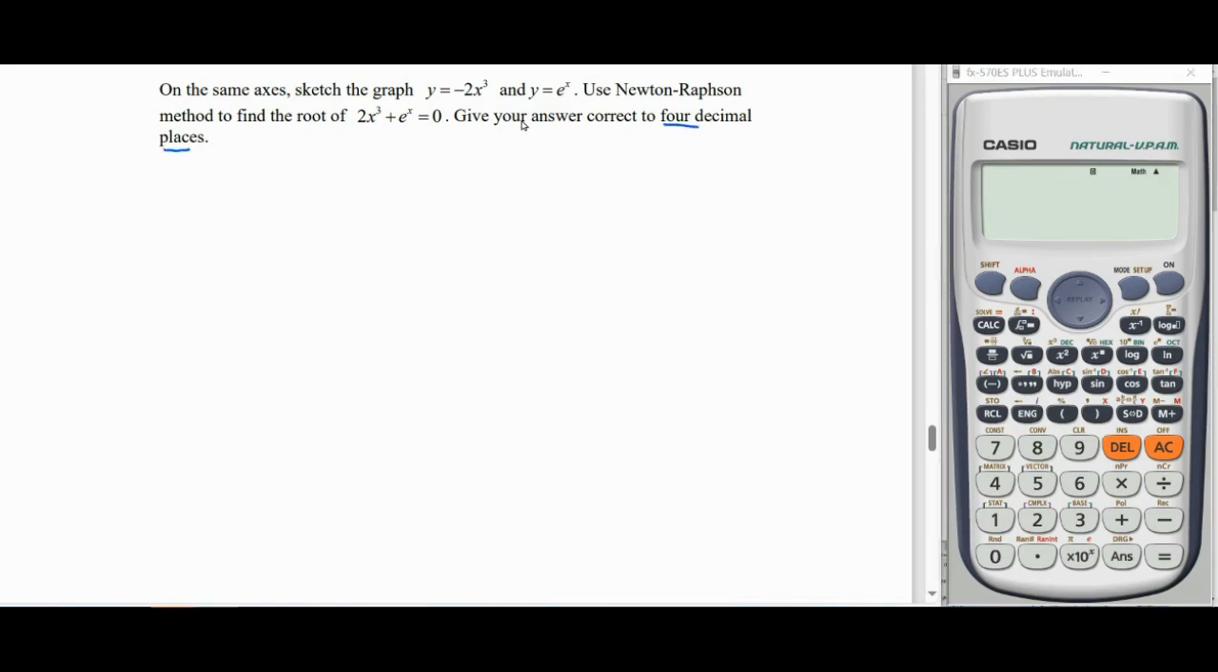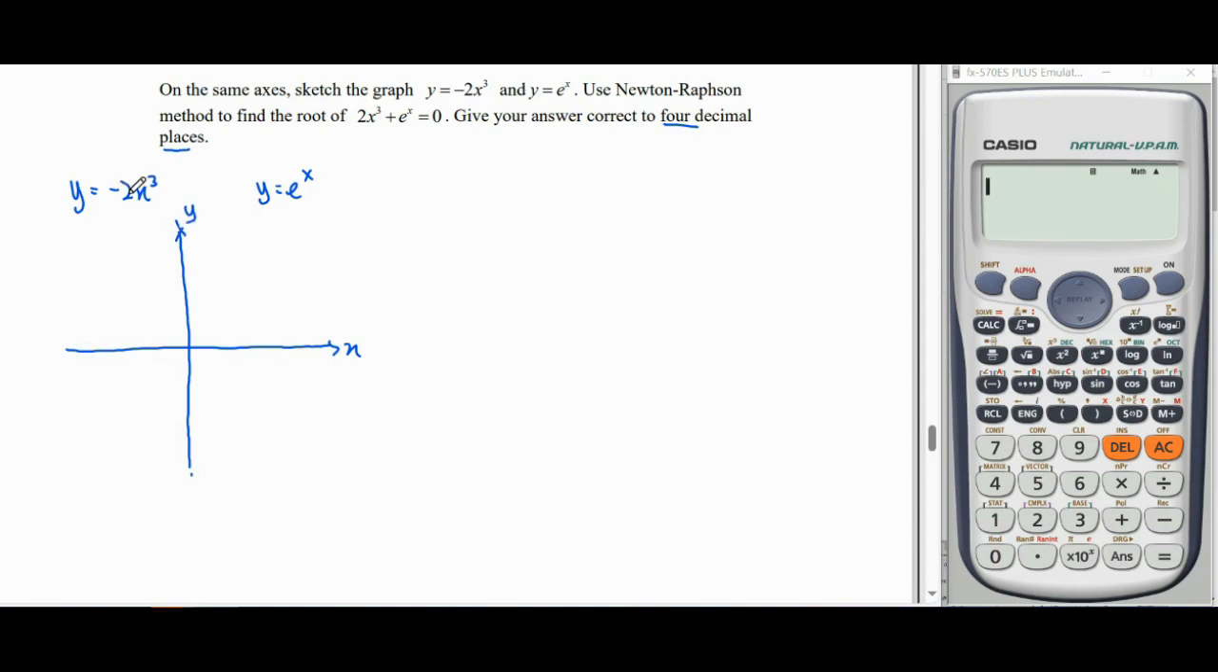First, we have to draw our cubic equation, which is negative 2x cubed, and then an exponential graph, which is e^x. So label your x-axis and label your y-axis.